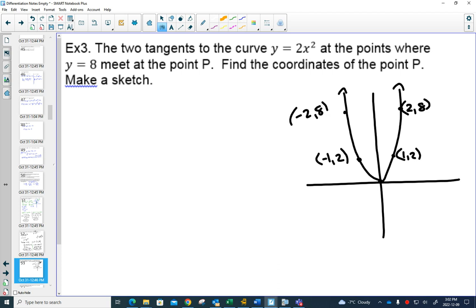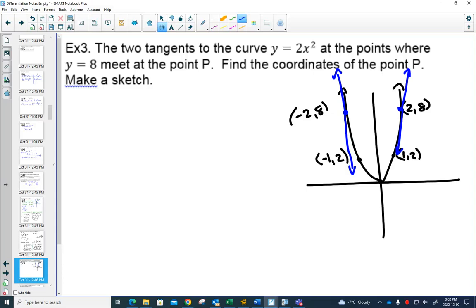So you can plug in a couple points. And then it says the two tangents to the curve at the points where y is 8. Ooh, how handy, I already had those two points. I'll highlight them in blue. And this one would make this tangent, and this one would make that tangent. Can you see that they will eventually cross each other? That's what we have to find. Where do they cross each other?